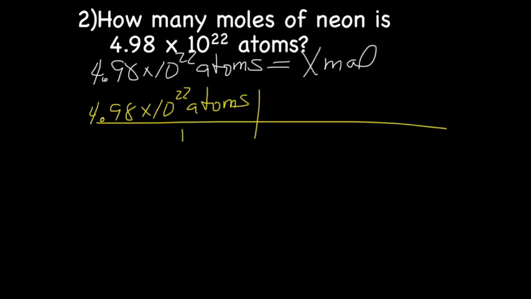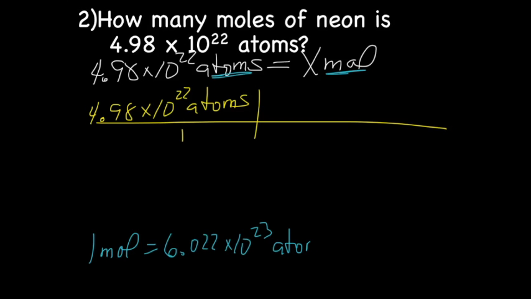And my equality, this time we have atoms and moles. So my equality is same numbers but different unit. We're going to use 1 mole equals 6.022 times 10 to the 23rd atoms. All right, because we have atoms. And when I put that in my grid, I'm going to put the atoms on the bottom so it crosses out. The atoms on the top.